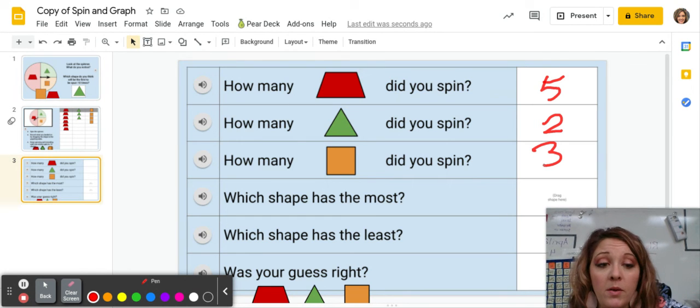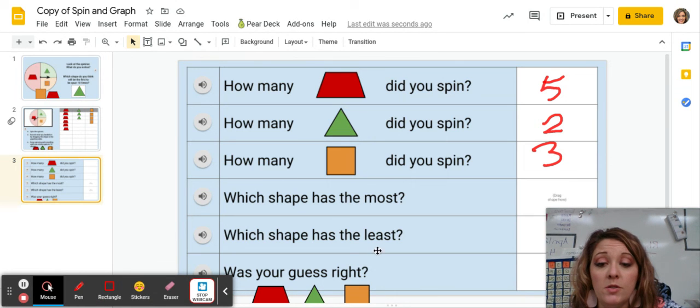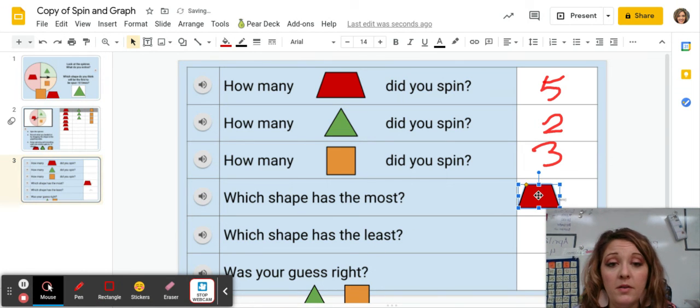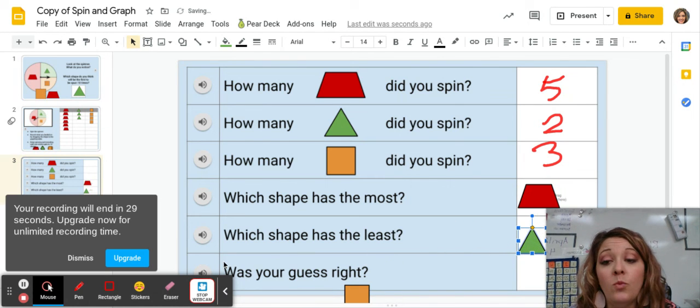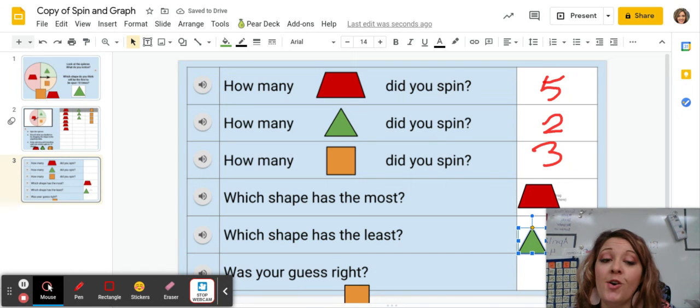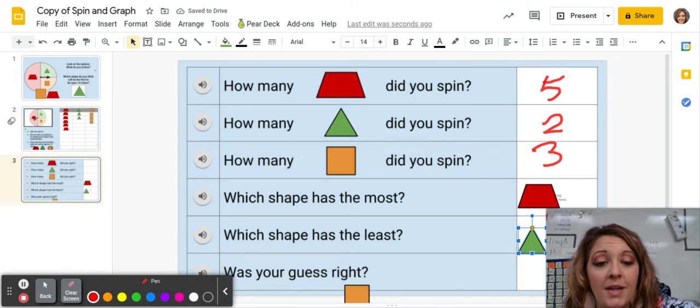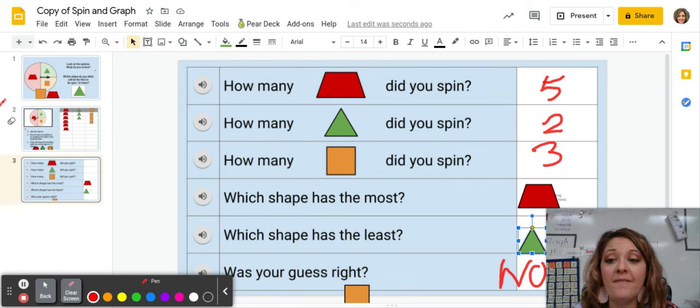Which shape has the most? Our parallelogram had the most. So I'm going to move my parallelogram to this box. Which shape had the least? That was my triangles. And was my guess right? No, my guess was wrong. I thought I was going to have more triangles. So that is how you create a graph and you answer questions using a graph.